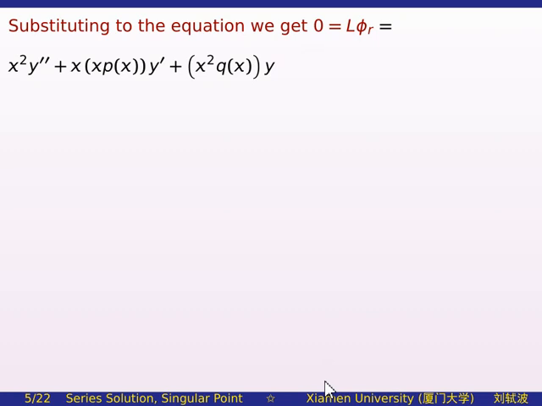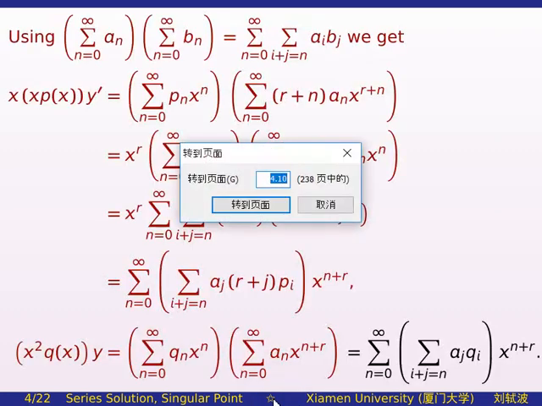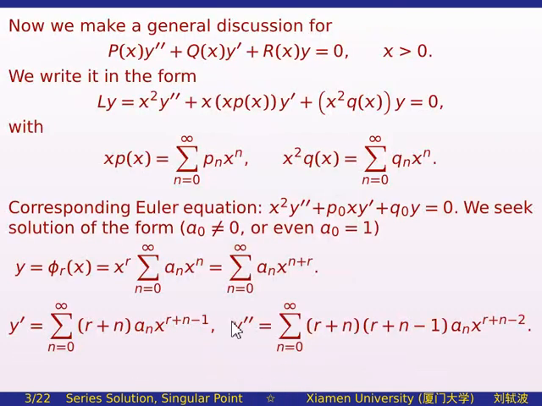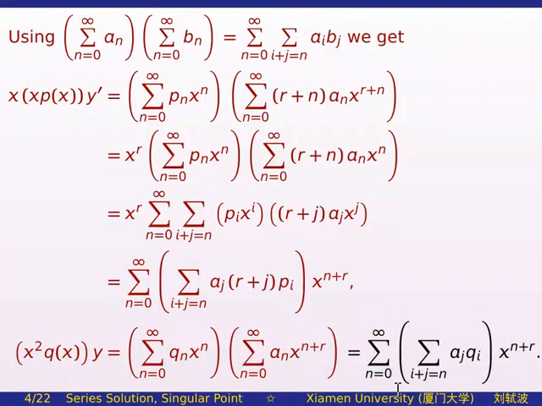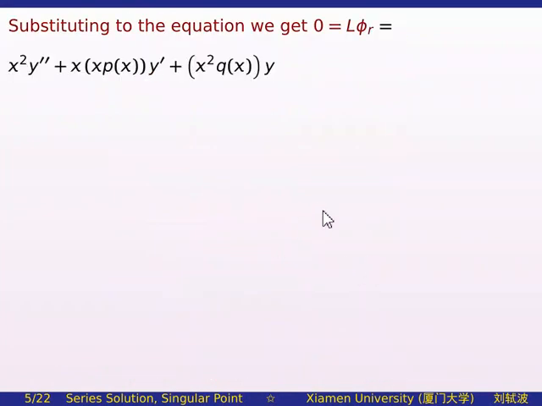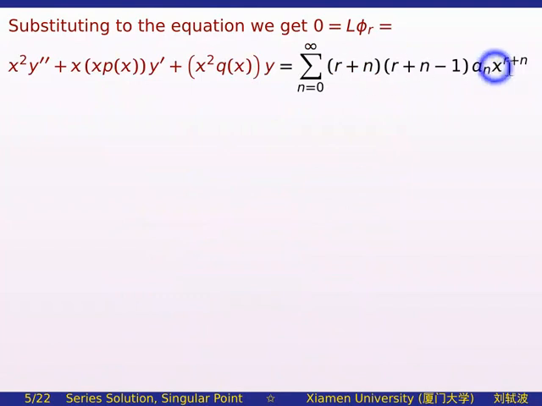Do you want to see y double prime? Y double prime is here. The power of x in the expansion of y double prime is x to the r plus n minus 2. Okay, so for our y double prime it is r plus n minus 2, then plus 2. So the power is r plus n, and the coefficient is r plus n minus 1, and a n. So this is x square y double prime.